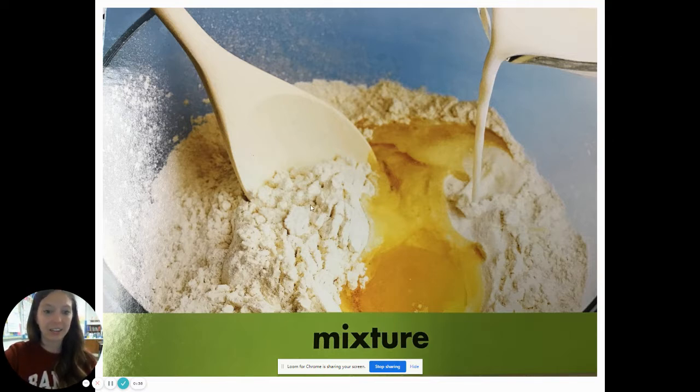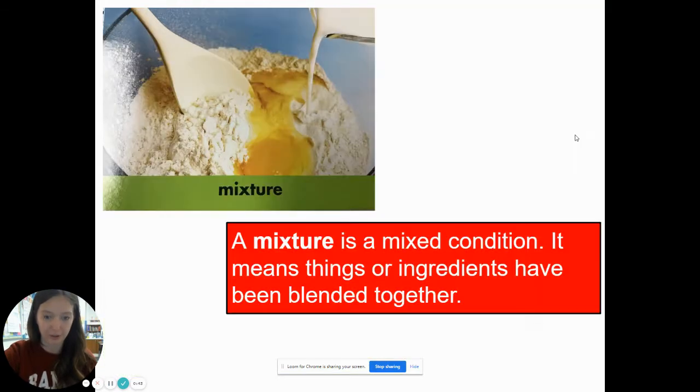So you can see that already in here was some flour, that's the white stuff, and then there was an egg that was cracked, and now you see somebody pouring in milk to the mixture. So a mixture is a mixed condition, okay? It means that things or ingredients have been blended together or mixed together. A lot of times you talk about mixtures when you're cooking because when you cook, you use a lot of different ingredients. So usually you have to combine those ingredients in some ways, and therefore you will have a mixture at some point. So any mixed condition.